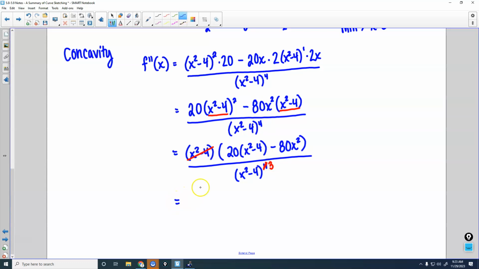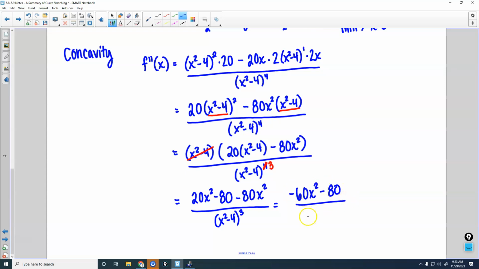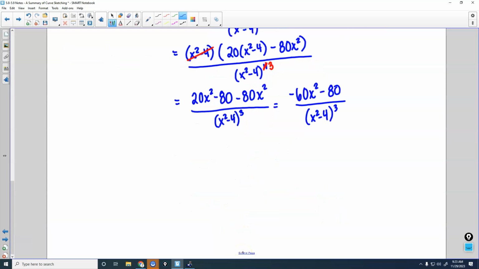Just about got it. We're going to have 20 x squared minus 80 x squared over x squared minus 4 to the 3rd power, which will give us negative 60 x squared minus 80 over x squared minus 4 to the 3rd power. Everybody okay here?